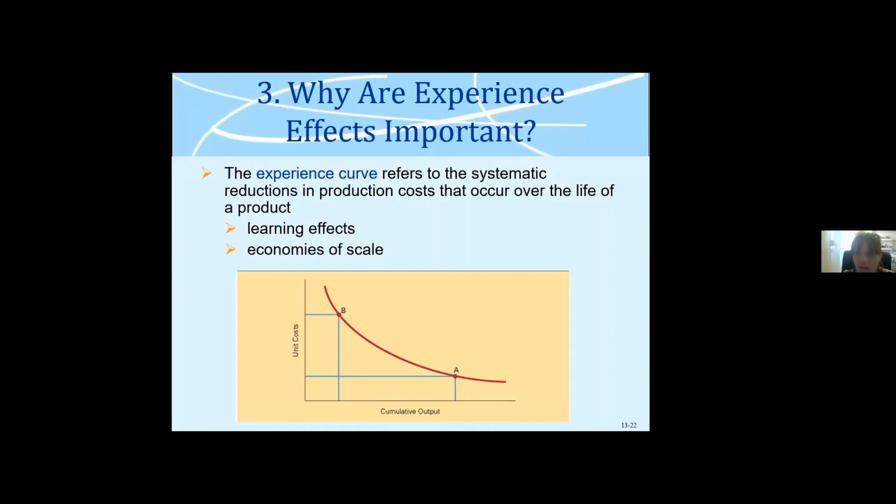In this case, we can say that two things explain this. First of all, learning effects, and second, economies of scale. On one side, we have learning effects, which refer to cost savings that come from learning by doing. And on the other side, we have economies of scale, which refer to the reduction in unit cost achieved by producing a large volume of products. Attaining economies of scale lowers a firm's unit cost and increases its profitability.